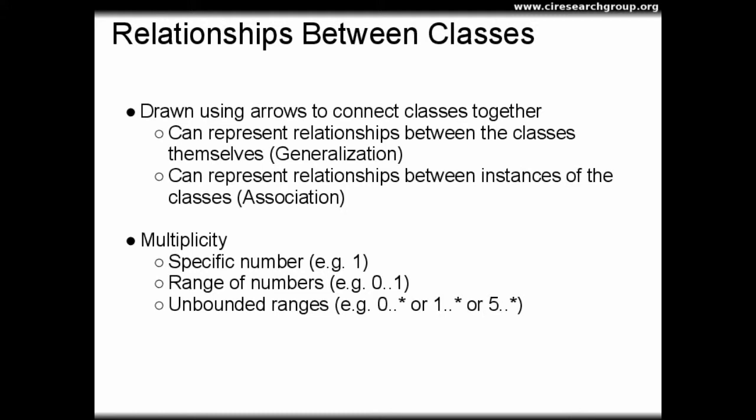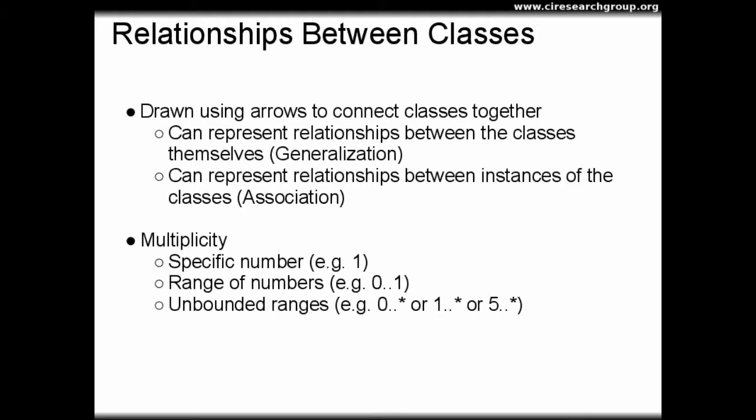Relationships between classes in UML class diagrams are represented by lines connecting the classes together. These relationships fall into 2 general categories: generalization relationships, which show inheritance between classes, and association relationships, which show how instances of classes relate to each other.